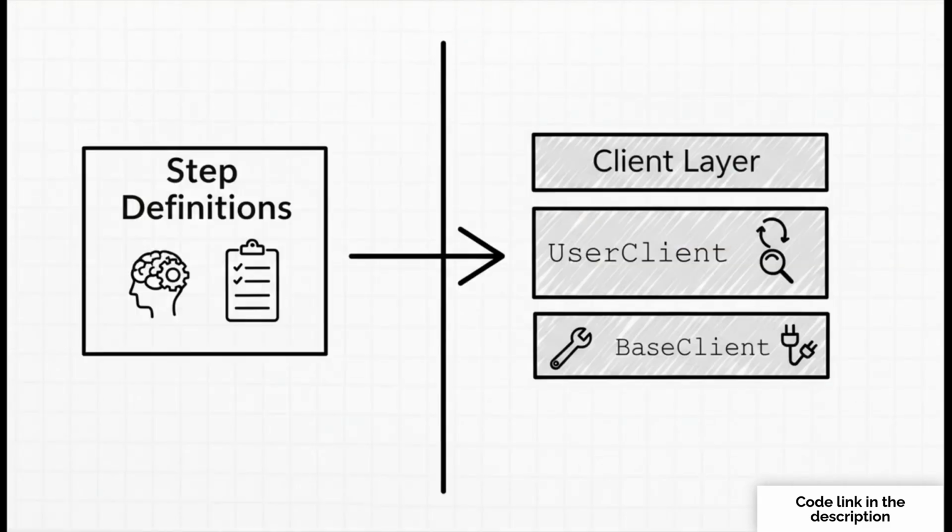Now for one of my absolute favorite patterns, the clean client layer. Instead of cluttering up our step definitions with all this messy HTTP logic, we centralize it. The base client uses our environment manager to set up common configs like the base URL and default headers. Then, a specific client like UserClient just extends it, defining simple reusable methods for each endpoint, like createUser and getUser. This is such a critical design choice. It keeps our step definitions focused purely on business logic, not on technical implementation details.